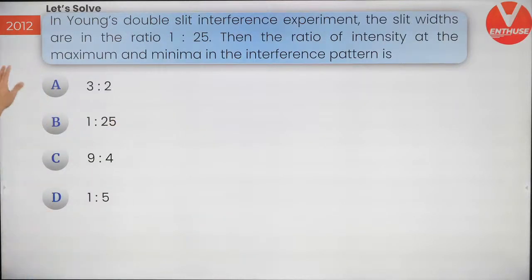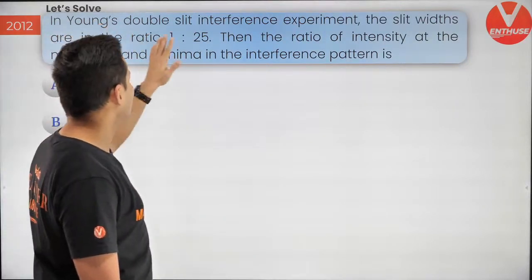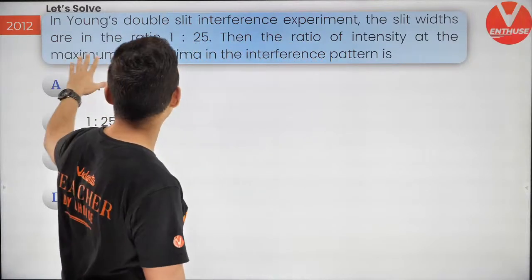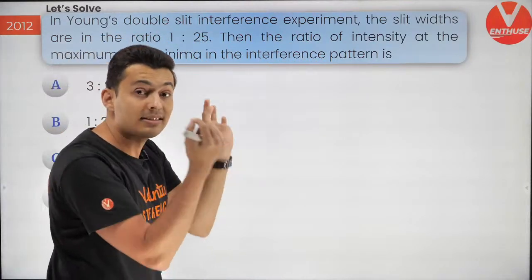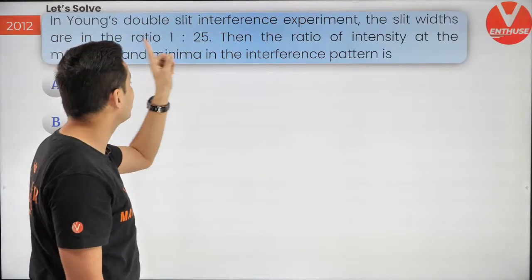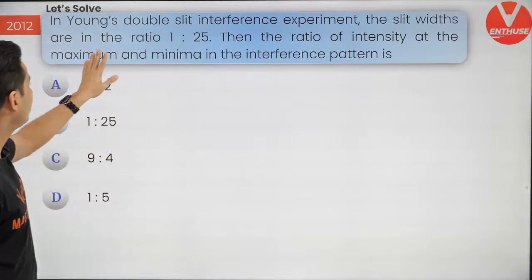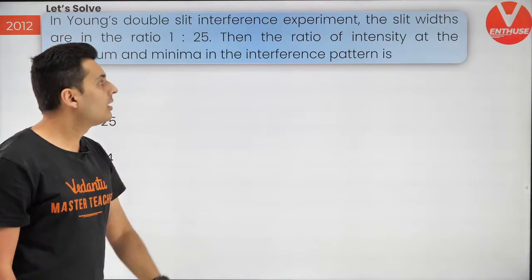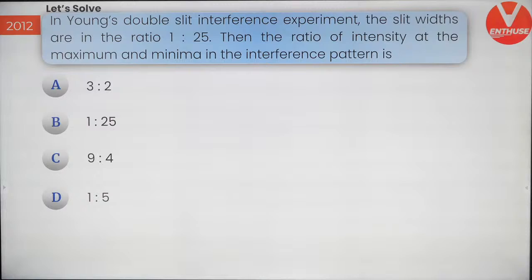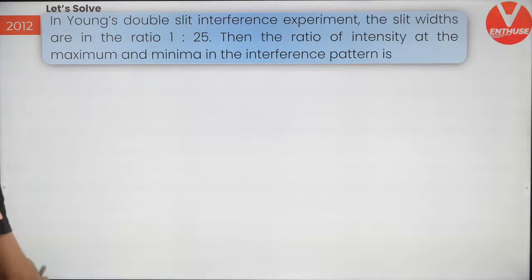Cool. Here's the next question, 2012 question. In a Young's double slit experiment, the slit widths are in the ratio of 1:25. Then the ratio of the intensity of maxima and minima of that interference pattern is which of the following? Let's see how many of you get this. You can take a screenshot so that you know the options, but I'm going to start solving this.